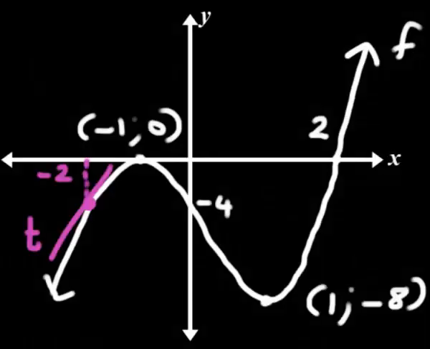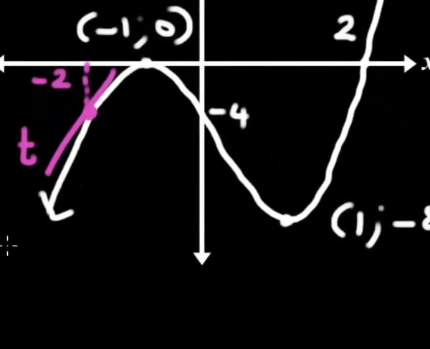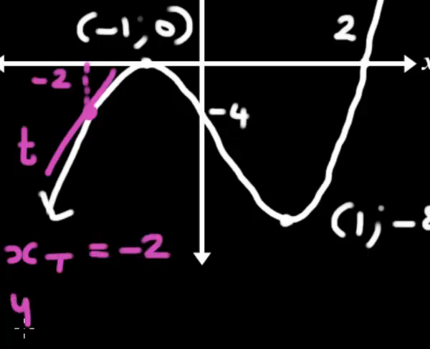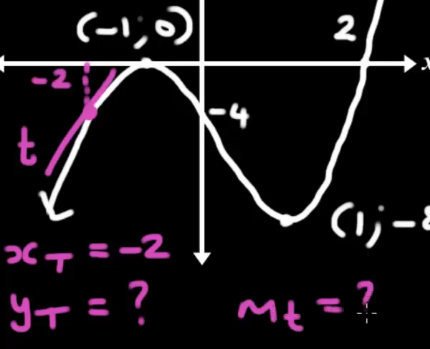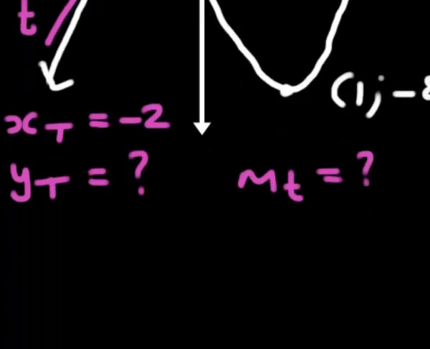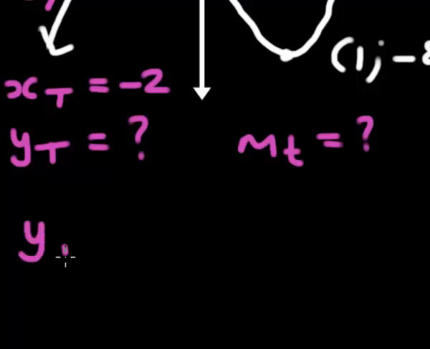Okay, I've drawn the picture here. I've got the cubic, its x-intercepts, turning points, and what I want to do is find the equation of the pink tangent at x = -2. So what do we know? We've got the x of the point of tangency is -2. We need the y of the point, and we need the gradient of the tangent. Well, how do we get the y? The y is actually going to be f(-2).